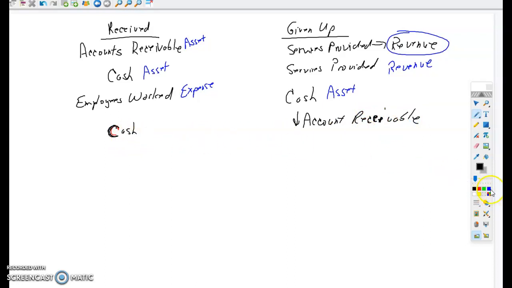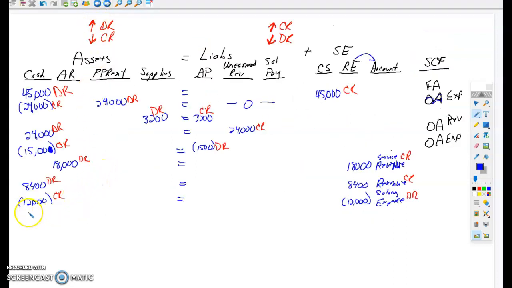Okay, cash then is an asset. And again, accounts receivable is an asset, but it's going down. That's what we're giving up, a reduction in the receivable. Go back to our horizontal model, and cash is going up 15,000, and accounts receivable is going down 15,000. And nothing happens on the other side. So it's an asset exchange. Give up an accounts receivable in exchange for cash.